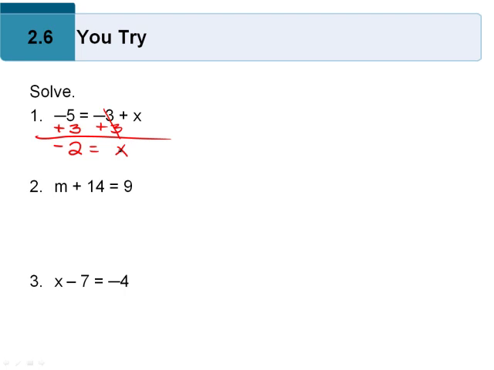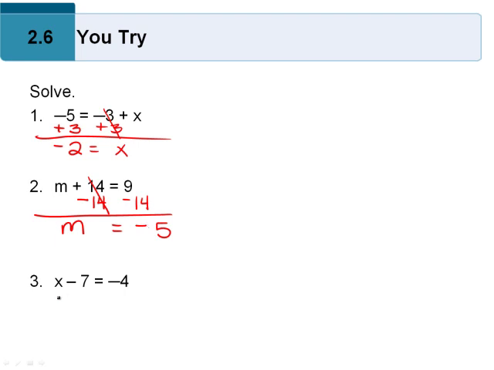Number 2, m plus 14 equals 9. The m is our variable, so the number that's on the same side is positive 14, so we're going to subtract to get rid of that 14, minus 14 on both sides of the equal sign. So the m comes down, your 14's cancel, and 9 and negative 14 would be negative 5. Because remember, you have to subtract and keep the sign. Is that right? 14 minus 9? Yeah. I'm having a brain fart. Sorry about that. Okay, so you would subtract and keep the sign of the bigger number.